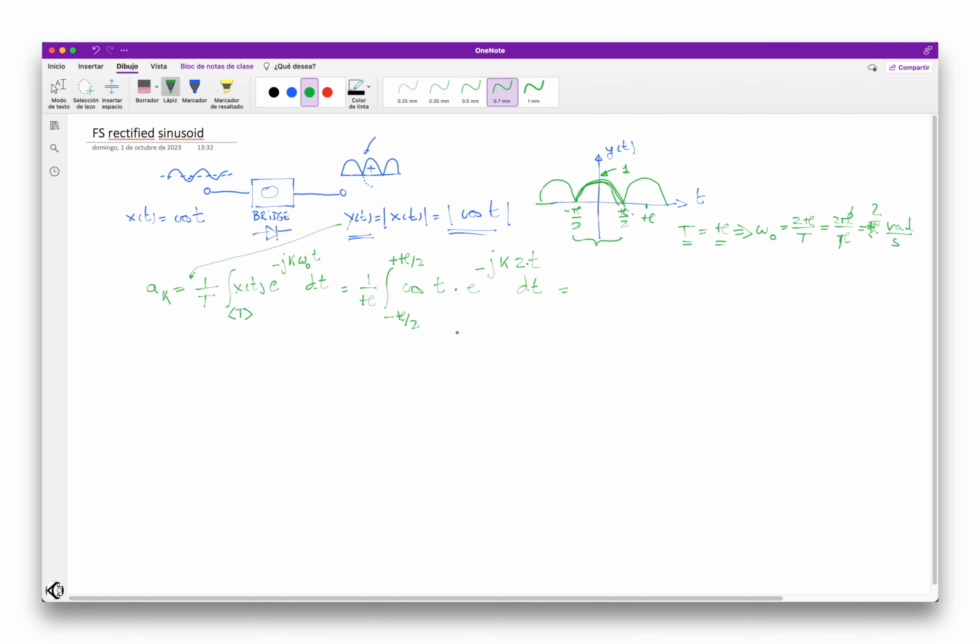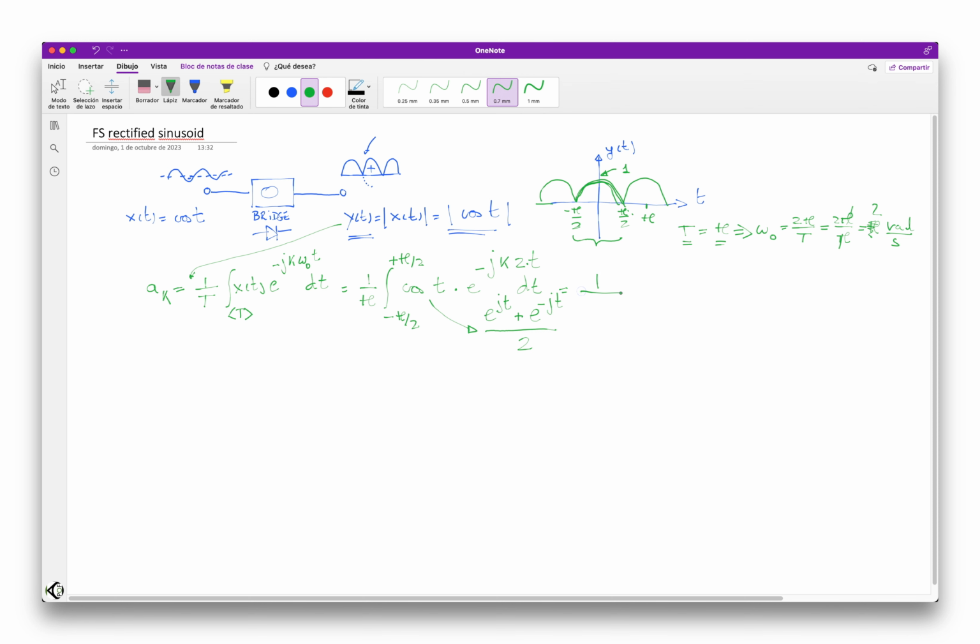And to do this integral, there are several ways. You can try several methods, but the easiest one is just to write the cosine as complex exponentials, which in this case will be exponential of jt plus exponential of minus jt, divided by 2. So if we put that in the integral, it is a very easy one.